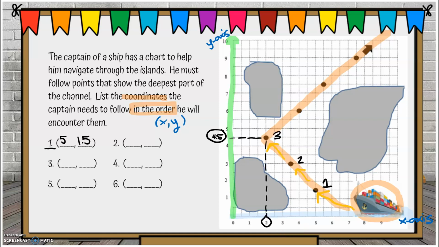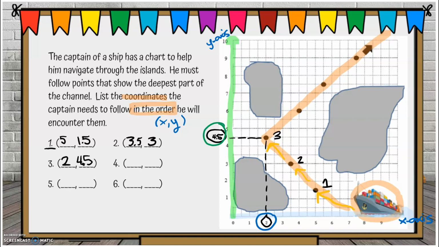So point 3, as labeled on the chart, already has the black dotted lines. That point is hitting the x-axis, that blue line, at 2. And then it is hitting that y-axis, that green line, at 4.5. So we already have our first 3 coordinate pairs. Number 1 was 5, 1.5. Number 2 was 3.5, 3. And number 3 was 2, 4.5.